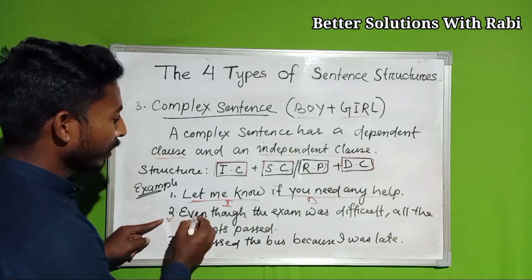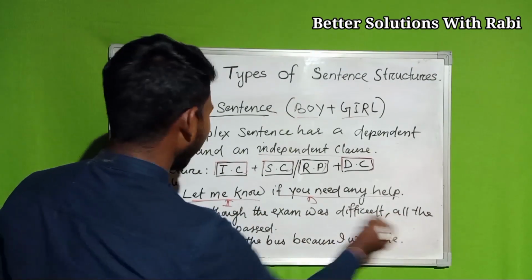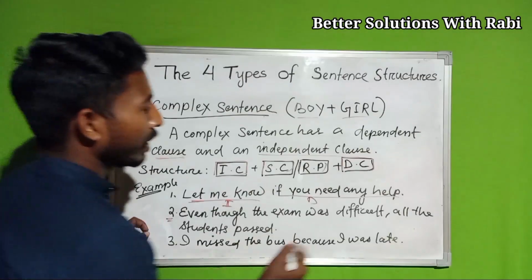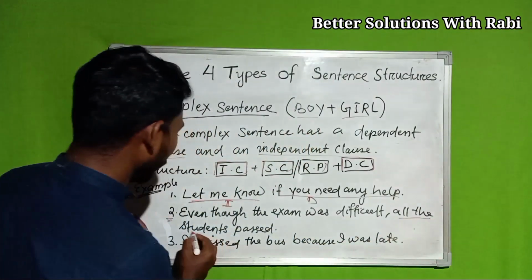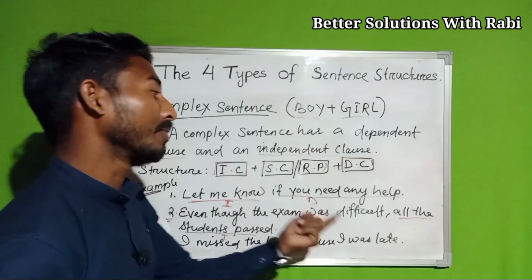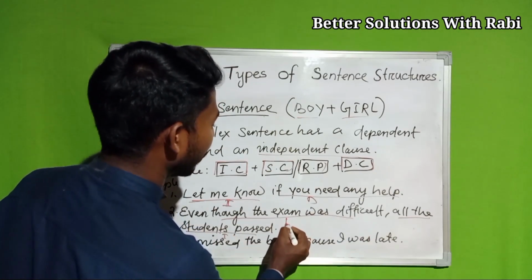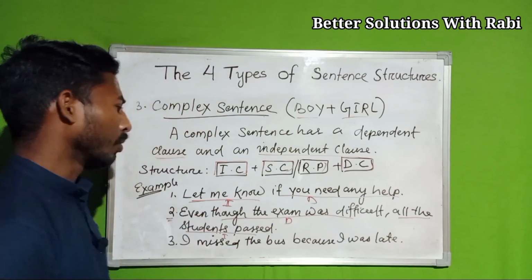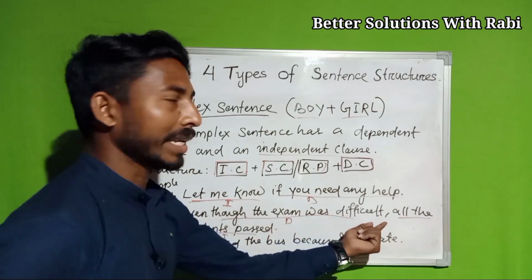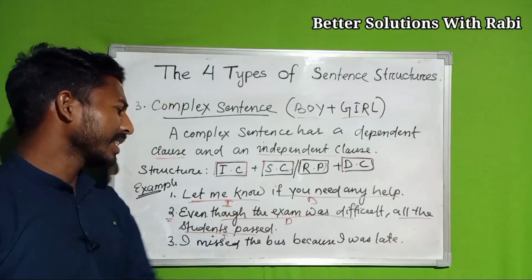And in the second one, even though the exam was difficult, all the students passed. Okay, and here "all the students passed" is independent. And "even though the exam was difficult," if we say only this part of the sentence, then this becomes a dependent clause, because only the first part of this sentence doesn't give any complete meaning, or it doesn't give any sense.